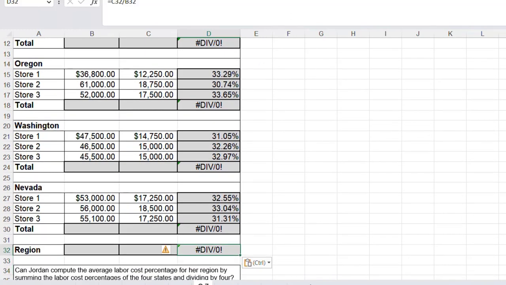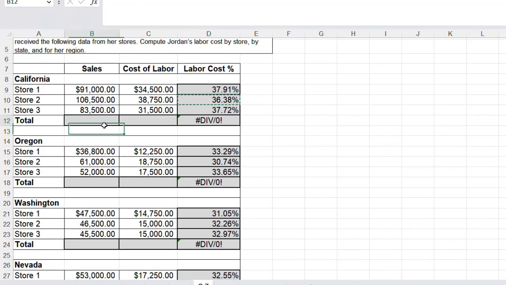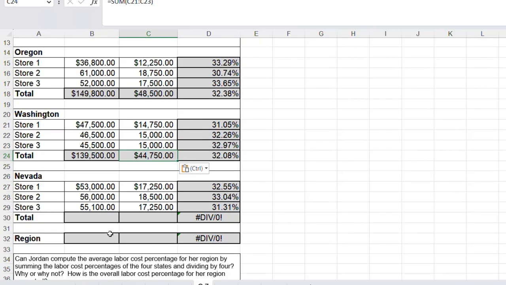All right, so let's take a look here. So let's sum up our sales. We can copy and paste these. And for this, let's add all of our stores together.